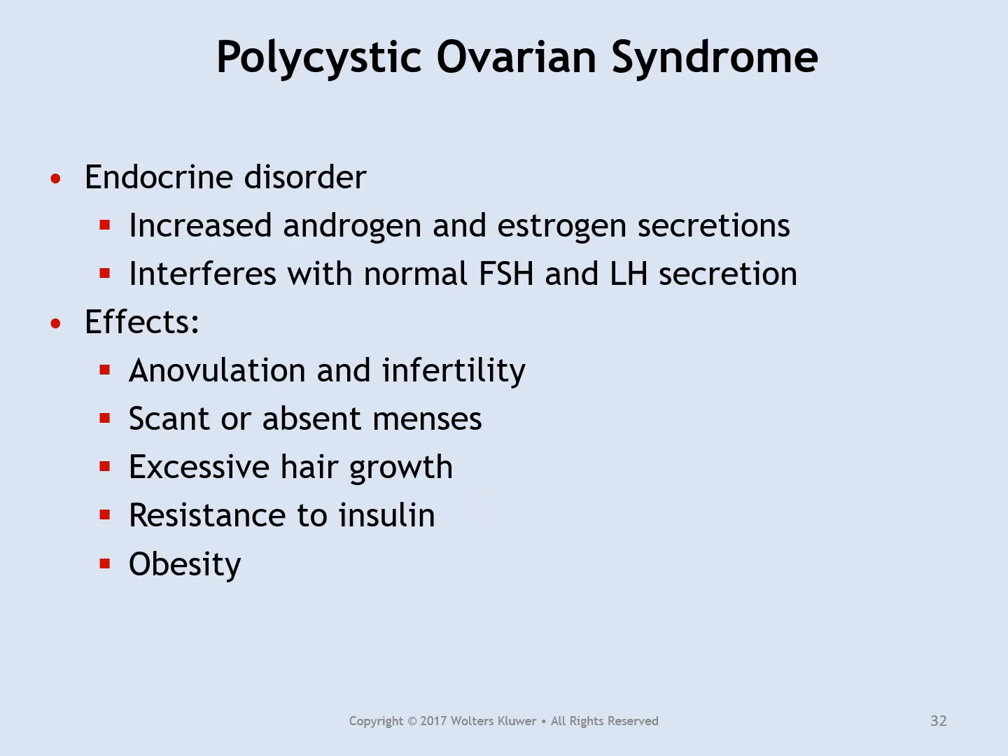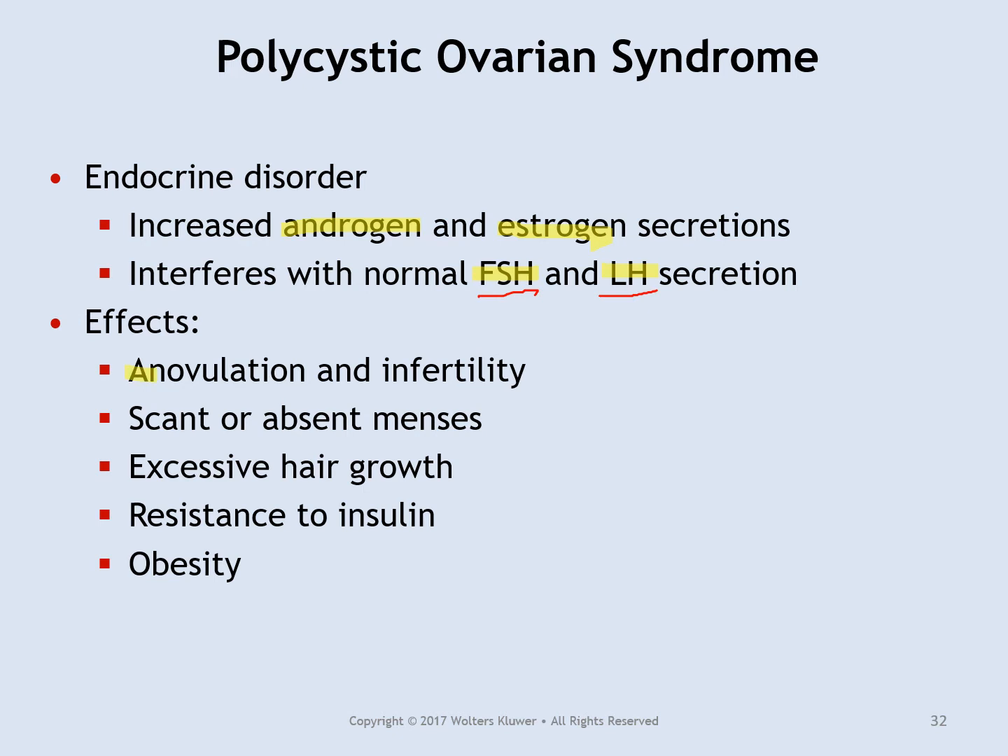Let's take a look at polycystic ovarian syndrome. So when a person has more androgens and estrogens, and because of the feedback loops, it also messes with FSH and LH because they are dependent on the circulating levels of the hormones. So if you mess with the levels of the hormones, you're also going to mess with the levels of luteinizing and follicle stimulating hormones, and the feedback loop does not work correctly.